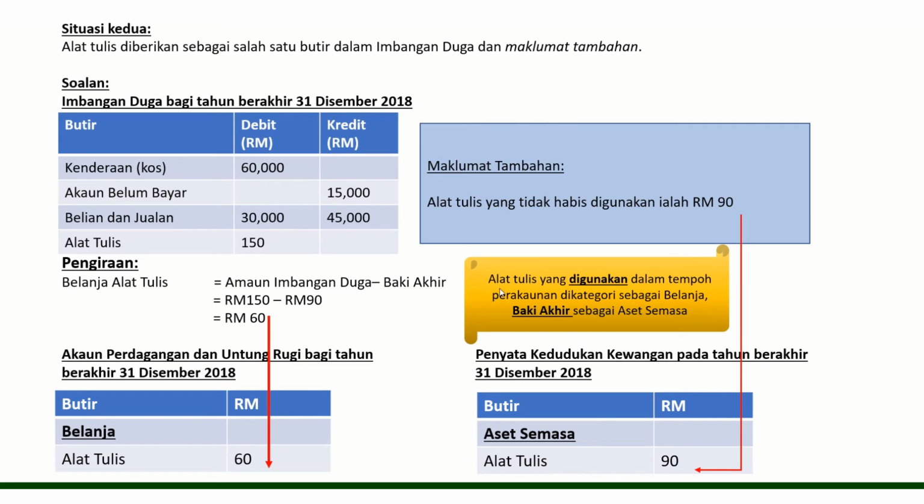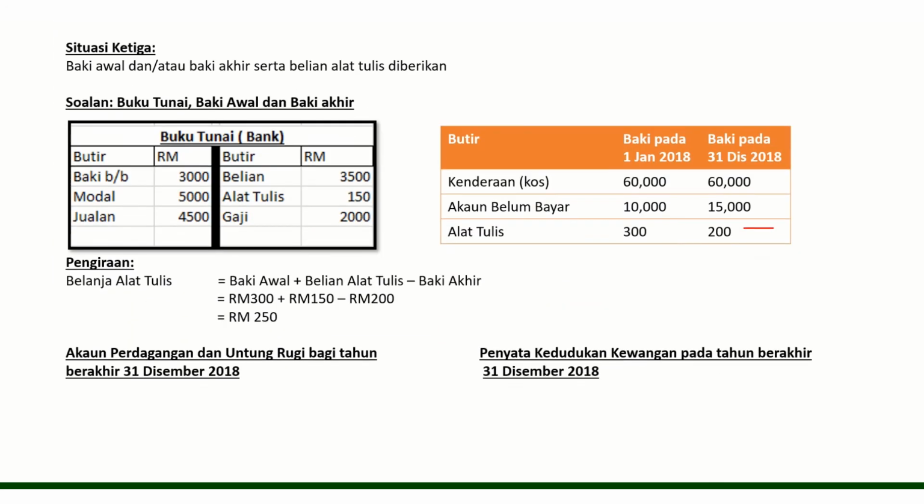The summary here is alat tulis yang digunakan dalam tempoh perakaunan dikategorikan sebagai belanja, which is correct, the 60 ringgit here, and baki akhir sebagai aset semasa, the 90 ringgit here. Okay, so this is the second situation. Okay, now let's go to the third situation.